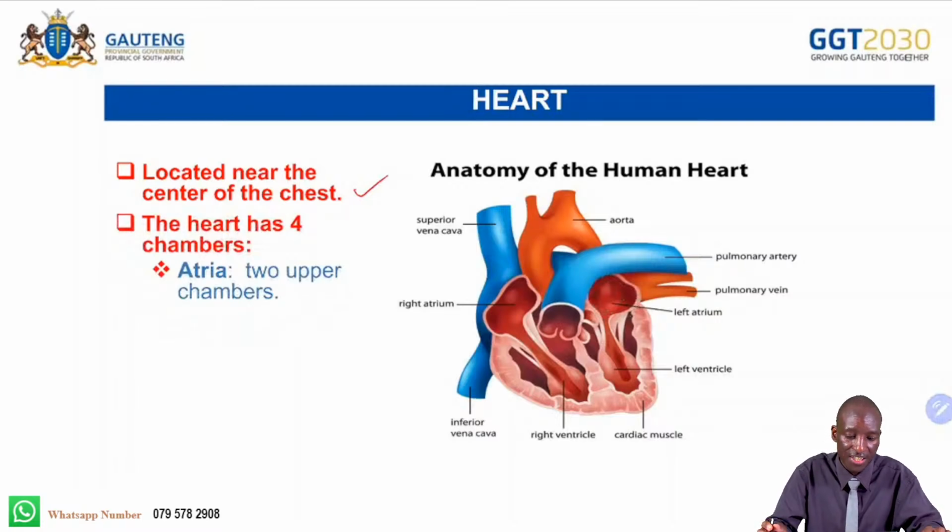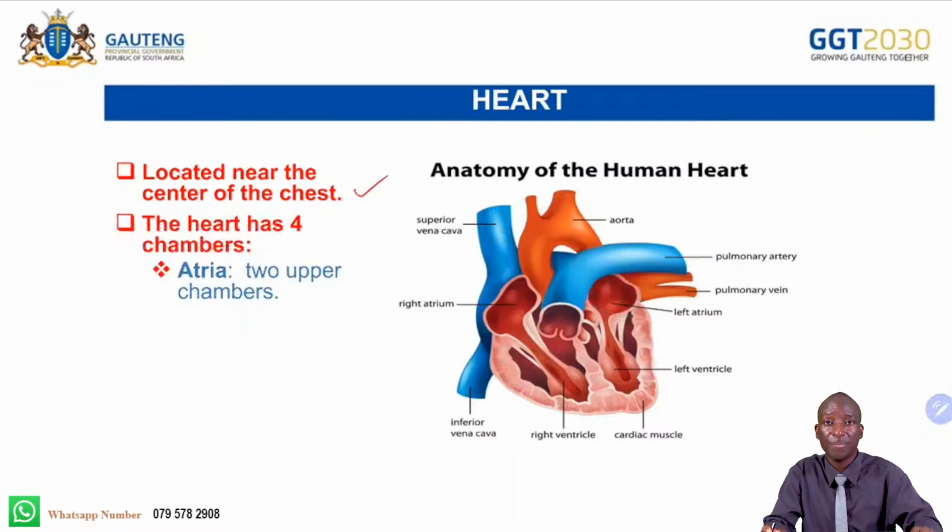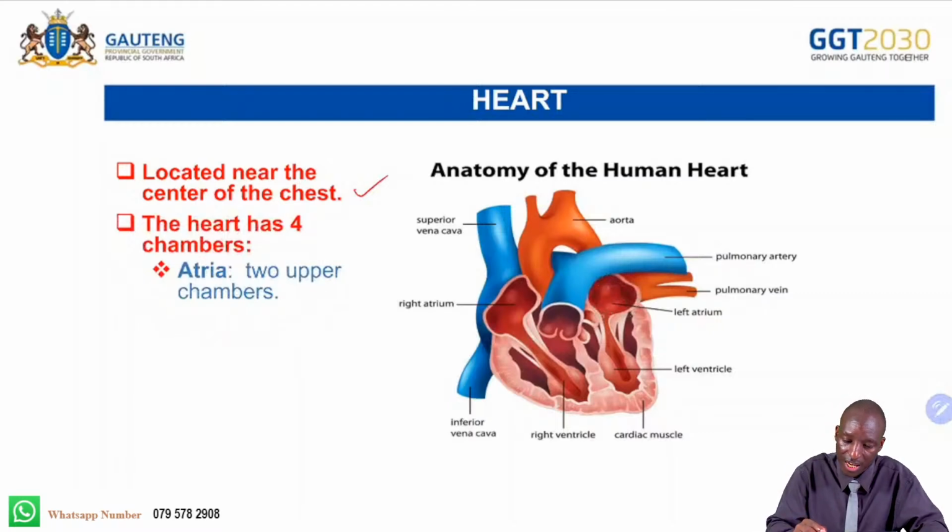So just say that the heart has 4 chambers. The first 2 chambers are the atria, and these atria are the left atrium and the right atrium. The left atrium shown there and the right atrium.